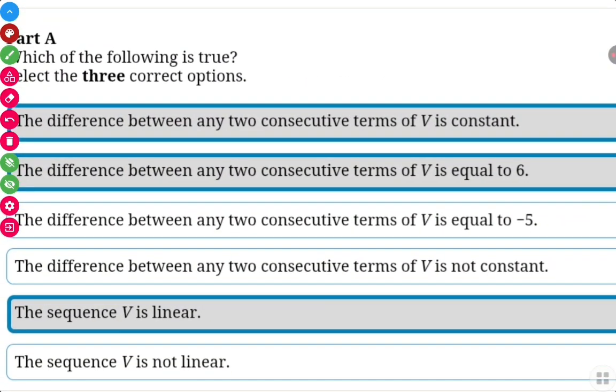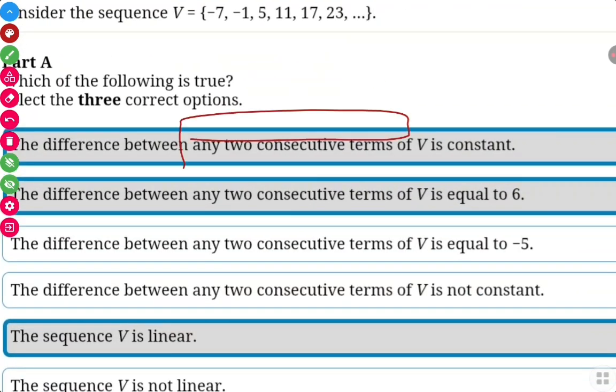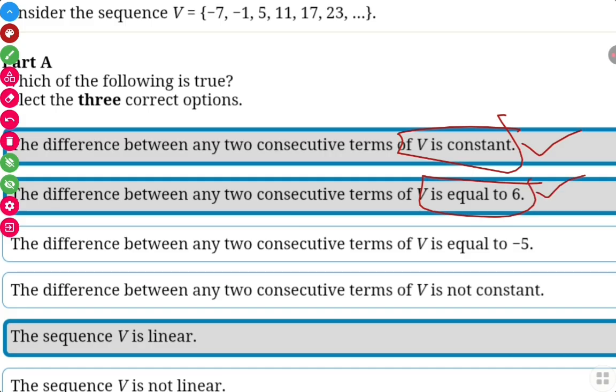So the difference between any two consecutive terms of v, which is the original sequence, is constant, which is true, and it was equal to 6. Equal to negative 5, no, it was equal to 6. Not constant, no, it was constant. Is linear, we check that. Not linear, it's not, because we checked and it was linear.